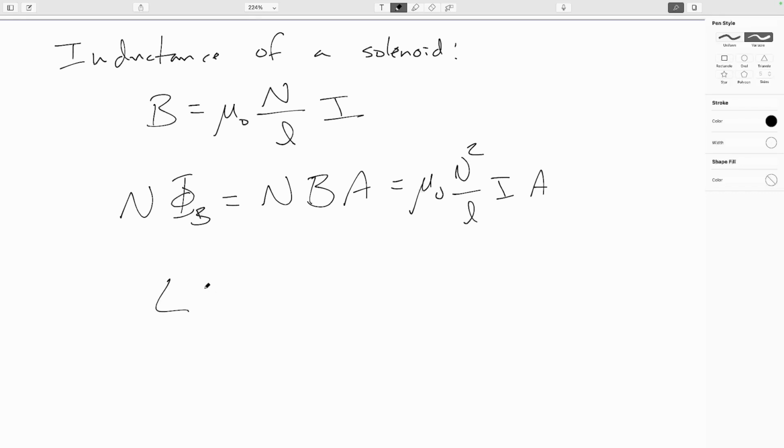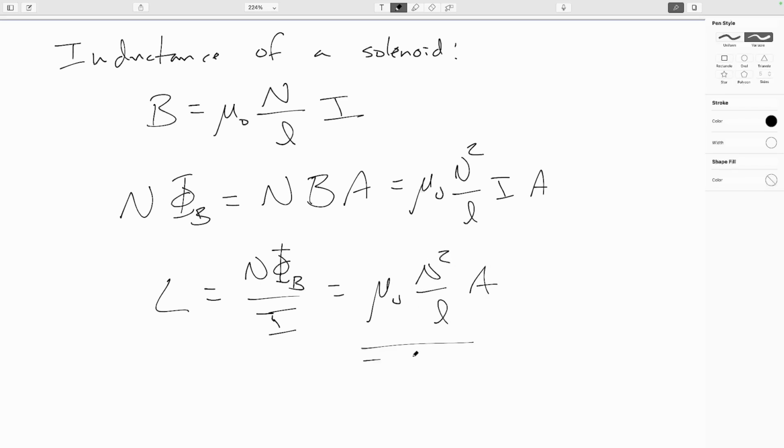And my inductance, by definition, is the flux linkage per current. So that's just going to be dividing this current out here. So that's going to give me mu naught n squared over L A. So what we get out of this is that my inductance actually goes as the square of the number of windings.